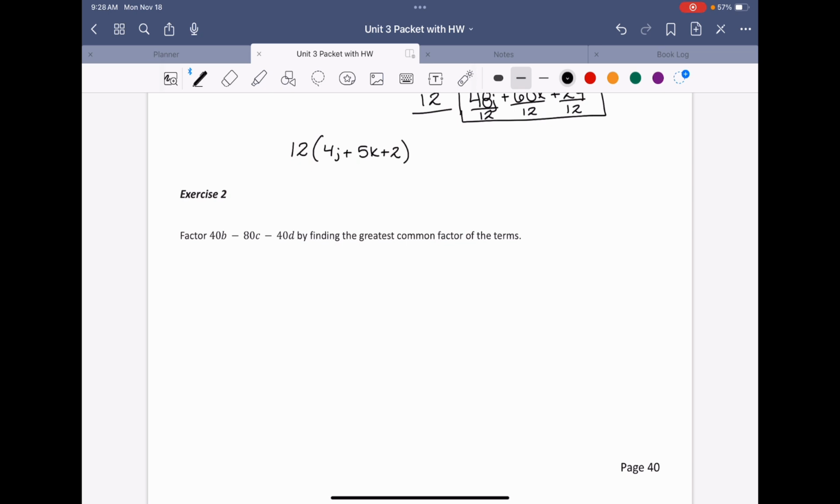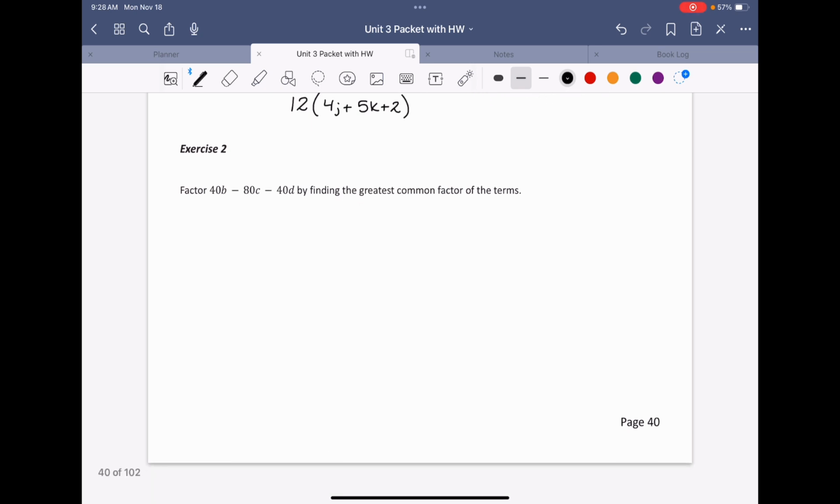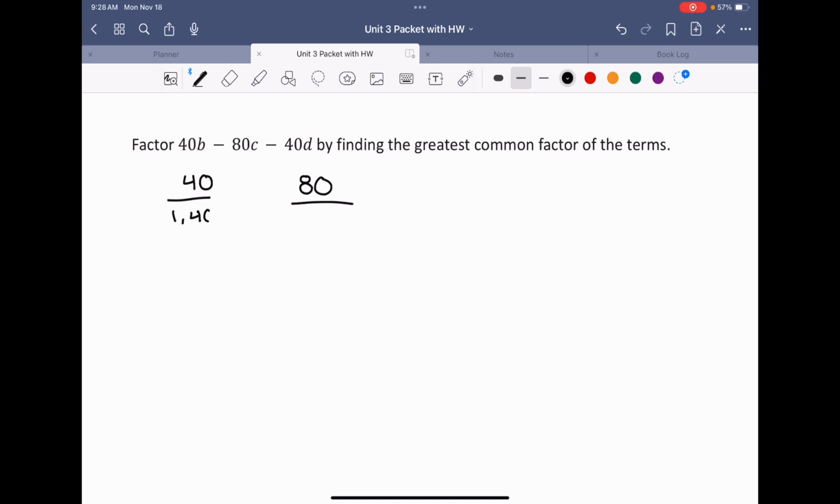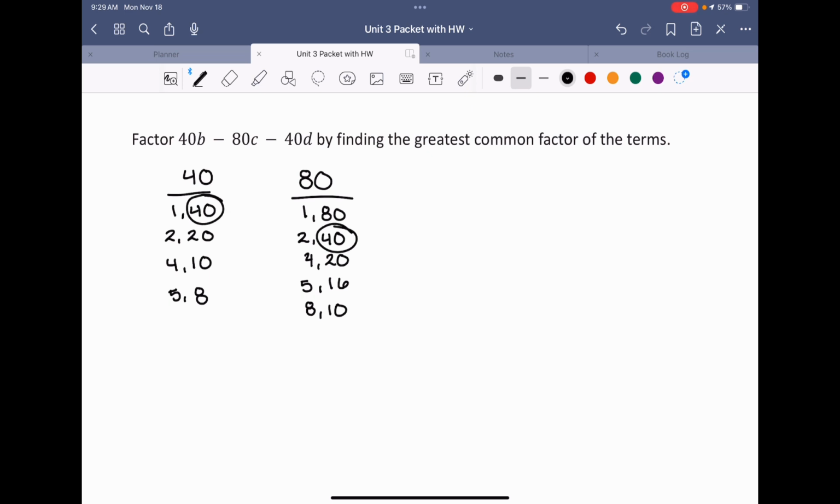Pause the video when you're all set, unpause the video, and check your work. So 40 and 80. I'm not going to write 40 again just because it's already the same thing. So 1 and 40, 2 and 20, 4 and 10, and 5 and 8, 1 and 80, 2 and 40, 4 and 20, 5 and 16, and 8 and 10. So my greatest common factor here is actually 40.